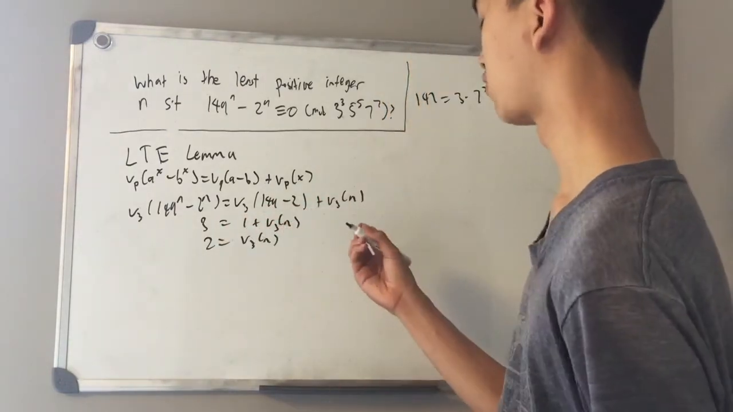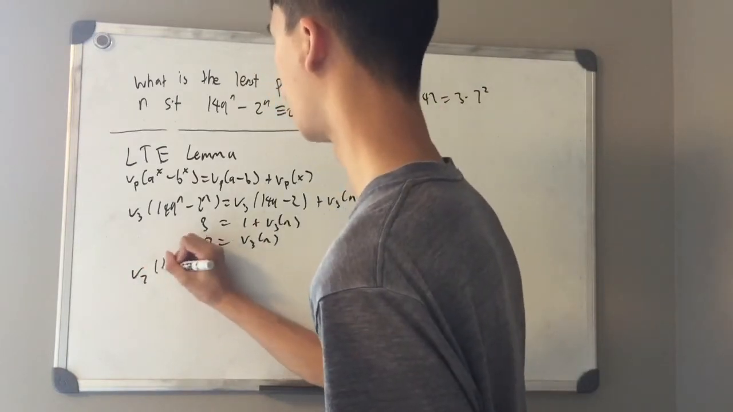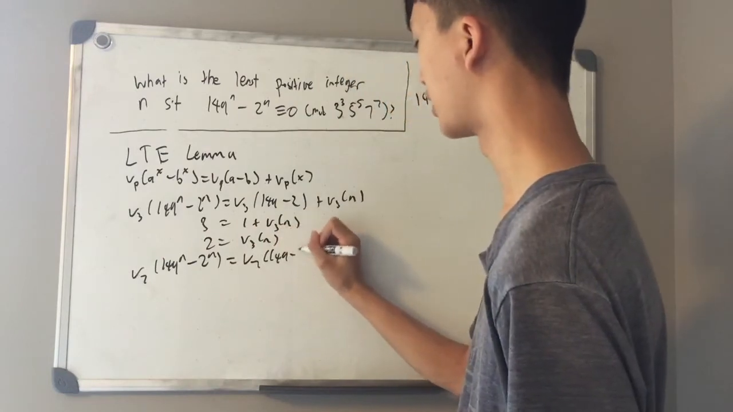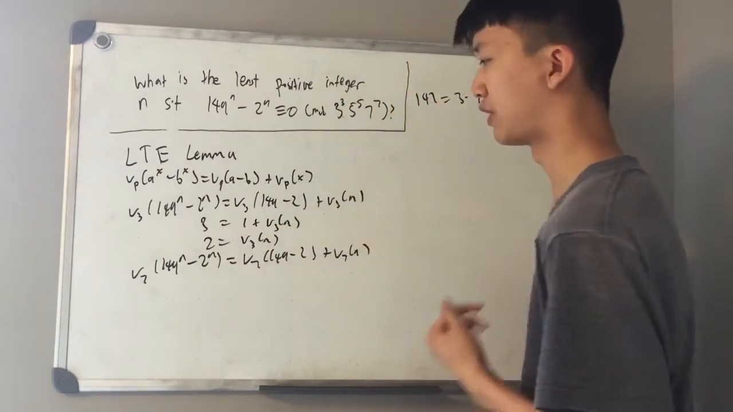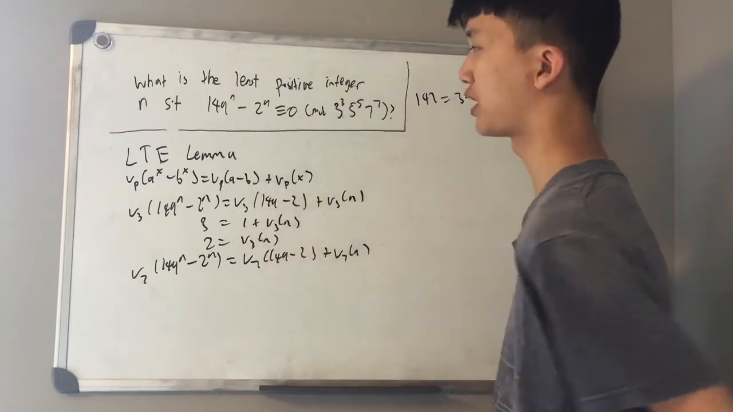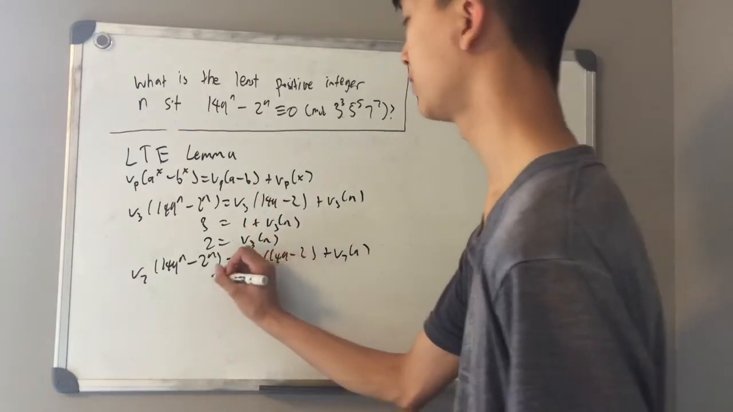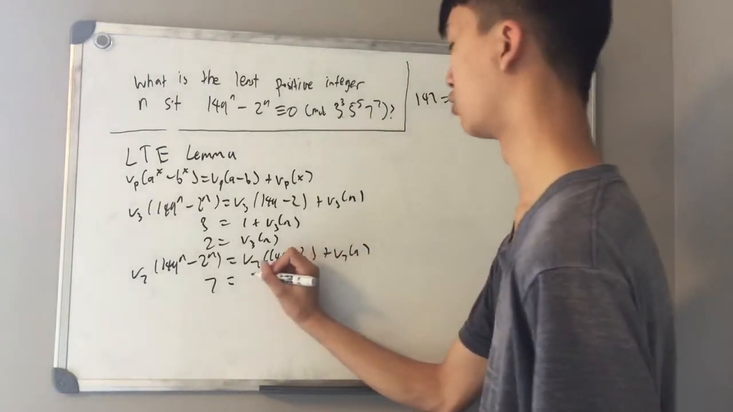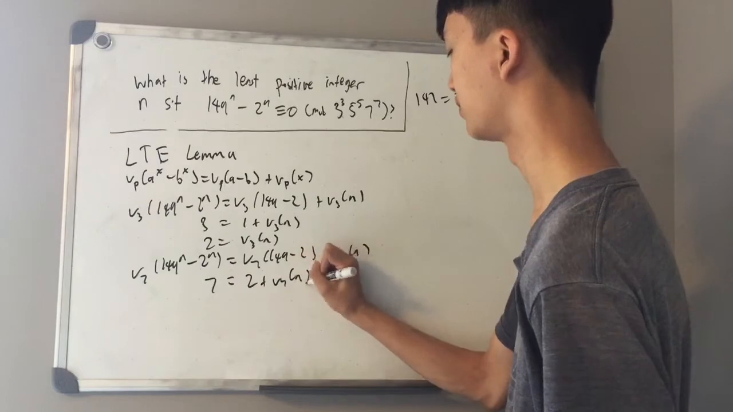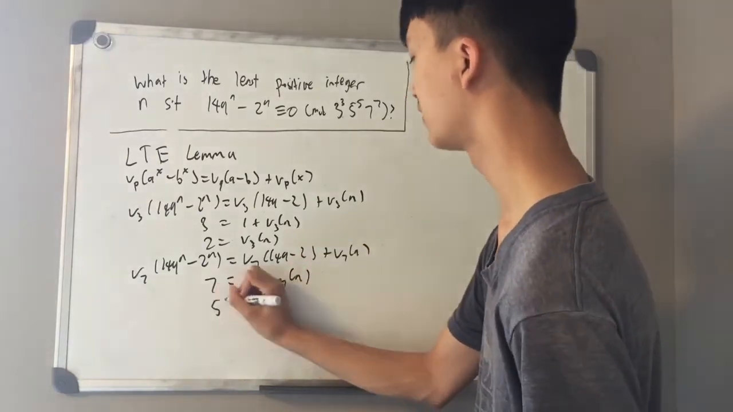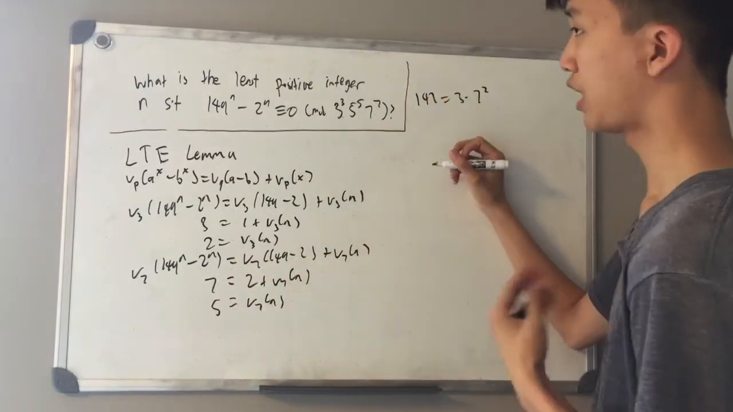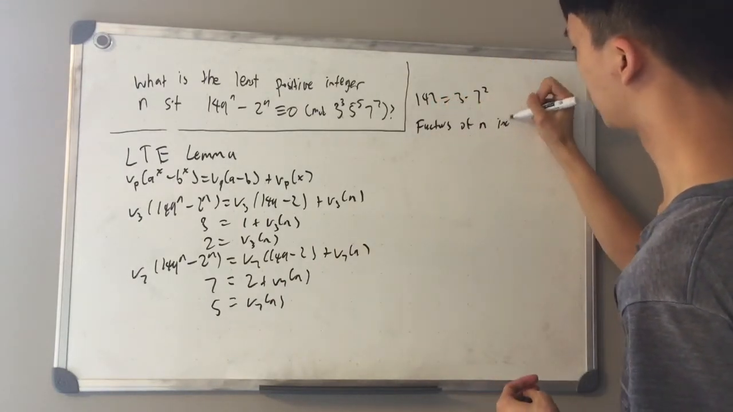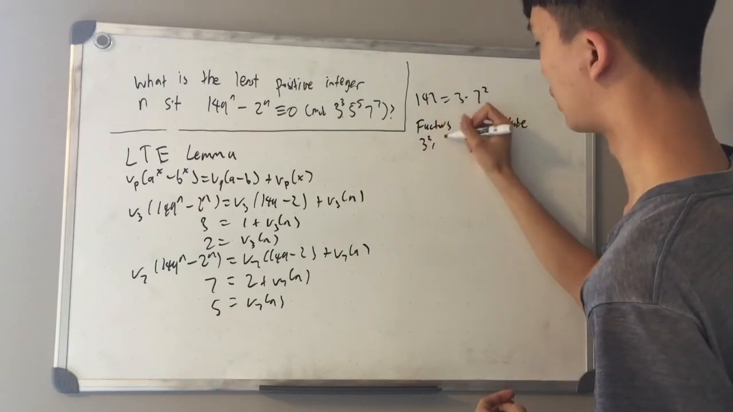Now doing the same thing for V7 gives us V7 of 149 to the n minus 2 to the n is equal to V7 of 149 minus 2 plus V7 of n. Now the greatest power of 7 that will divide 149 to the n minus 2 to the n will be equal to 7, and the greatest power of 7 that divides 147 is going to be 2. So we have 2 plus V7 of n. Now moving the 2 to this side, we get that 5 is equal to V7 of n. So now we have that factors of n include 3 to the 2 and 7 to the 5.